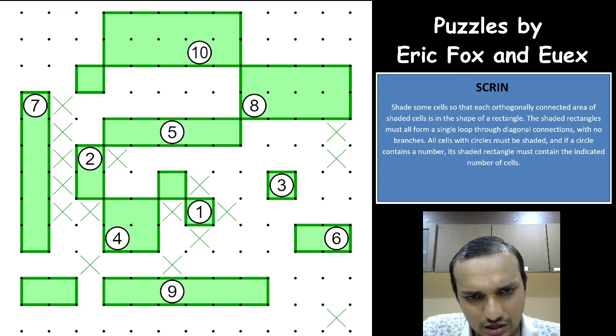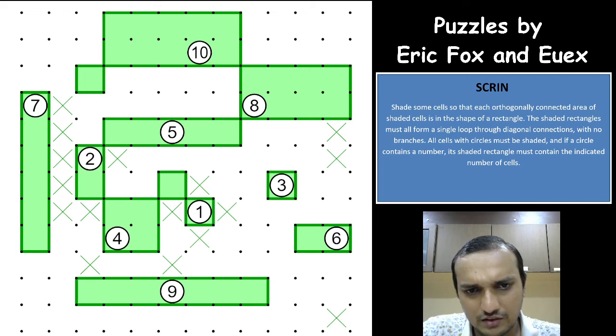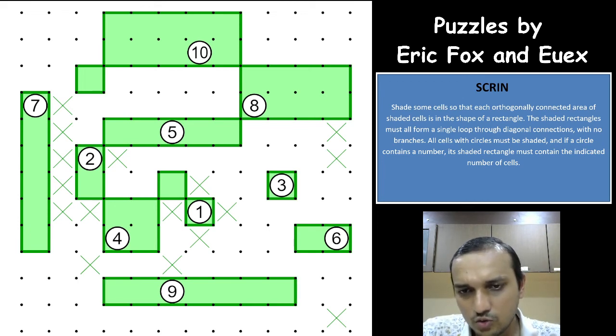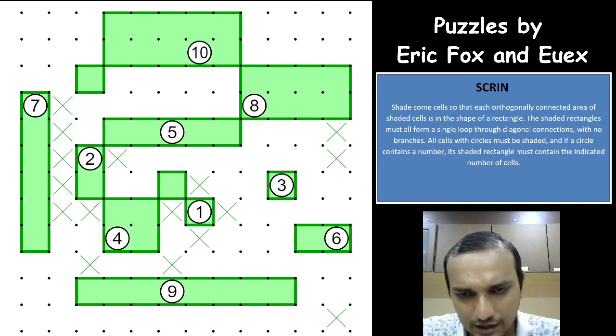Okay, 9 cannot start from here, because then you won't have the 7 and 9 connection possible. So it will go 1 cell towards the right. 9 cannot start from here as well, because the connection with the 6 will not be possible. So one cell here as well, right? So 7 cells are done for 9. 8 cells, okay.